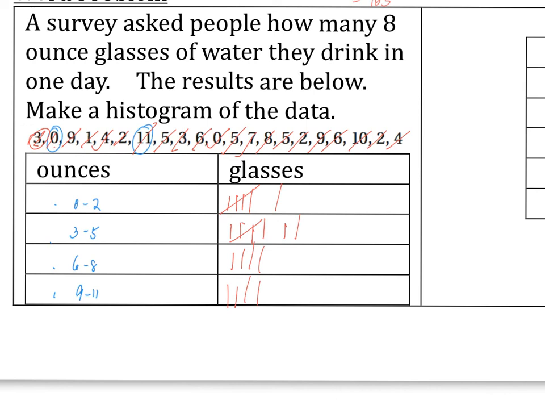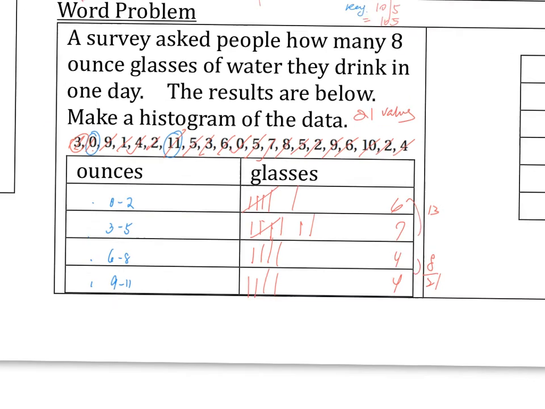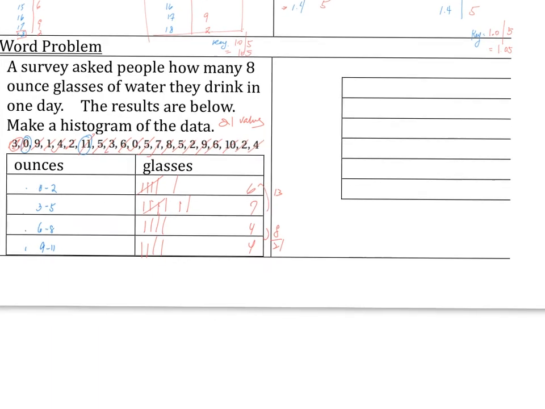Okay, I see that I have 21 values. I'm gonna double check that I tallied these correctly. So 6, 7, 4, 4, so this makes 13 and this makes 8. Yeah, we got 21. Now, we're ready to build this histogram here.